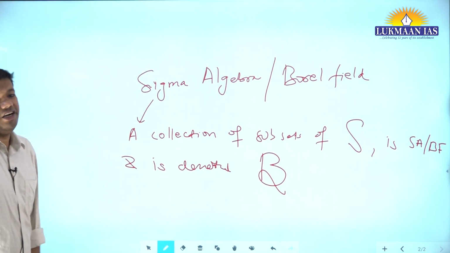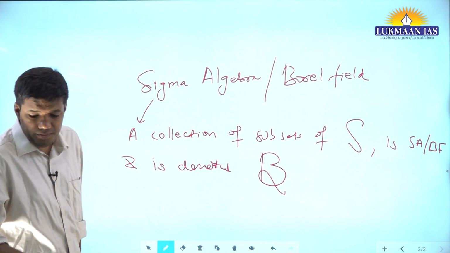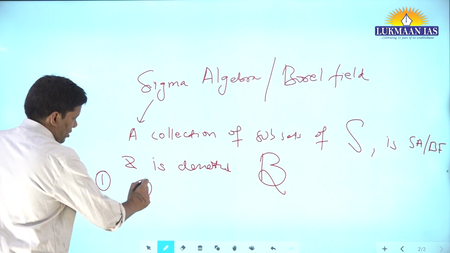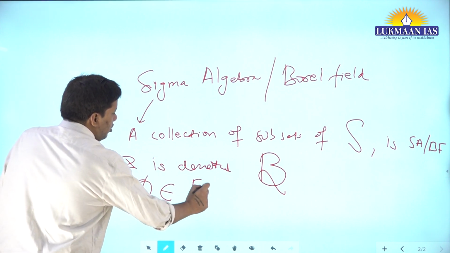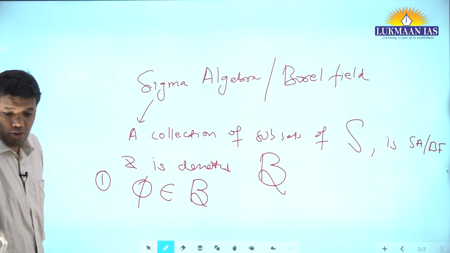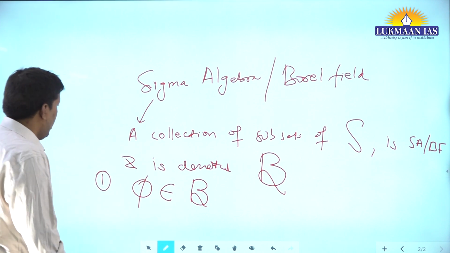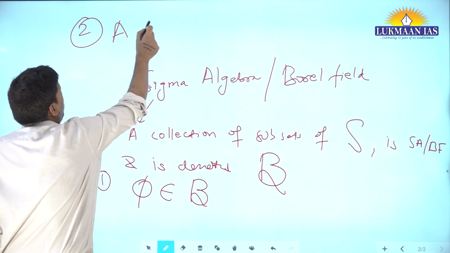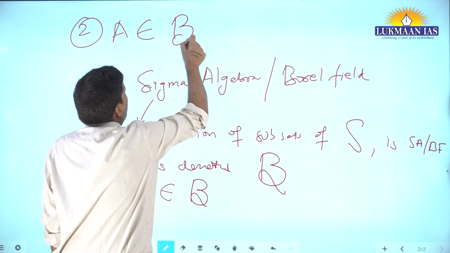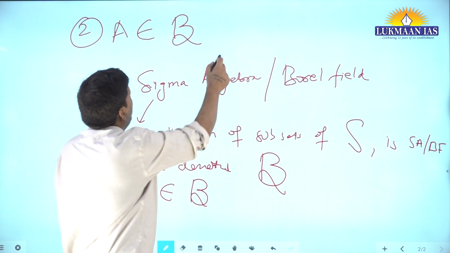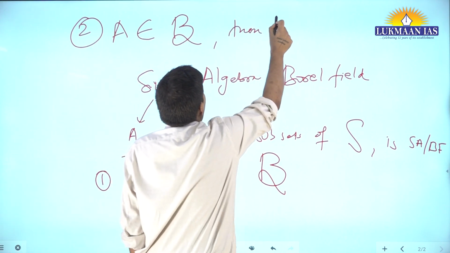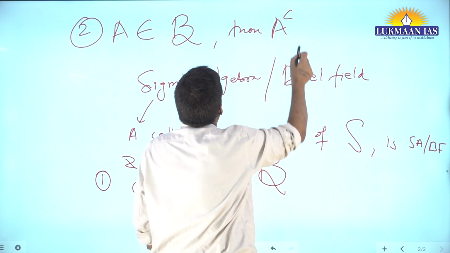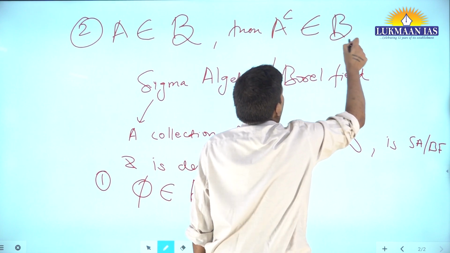If it satisfies 3 conditions. What are the 3 conditions? Number one condition is that empty set belongs to Borel field, right? Empty set belongs to Borel field. Second condition, I'm writing here: if A belongs to Borel field, then A complement, I'm denoting by A with a bar, also belongs to Borel field, right?